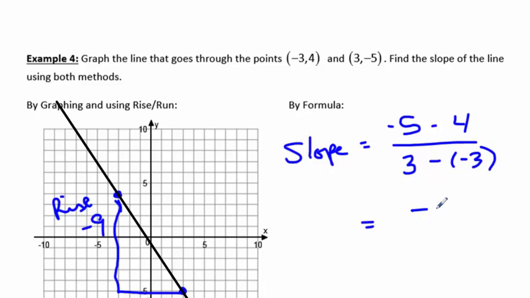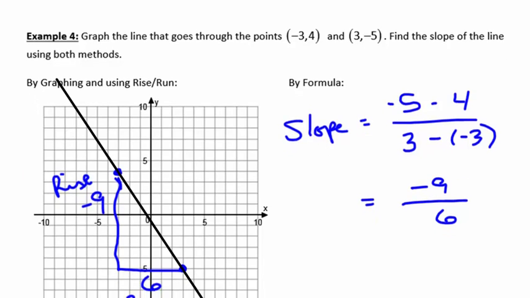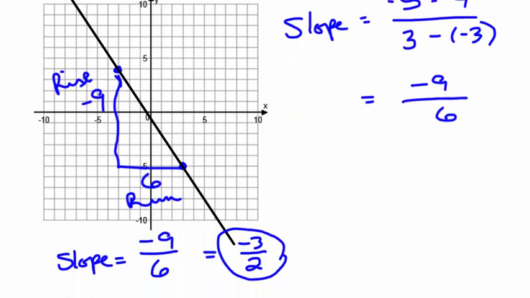-5 minus 4 is -9, and 3 minus -3 is 6. I'll make addition right there. Notice it's the same answer we got when we counted, and if we reduce that, we'll get the same value of -3/2.